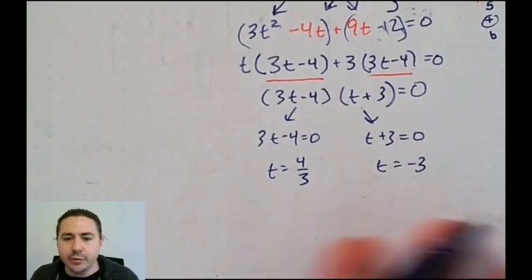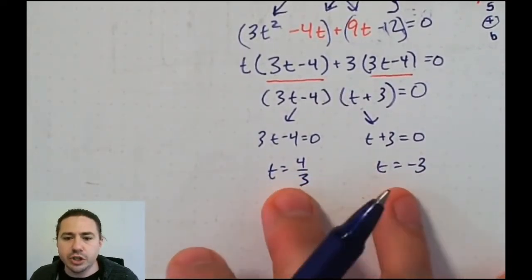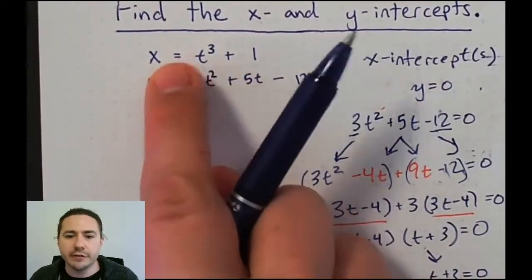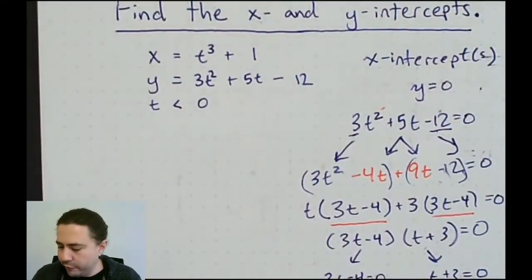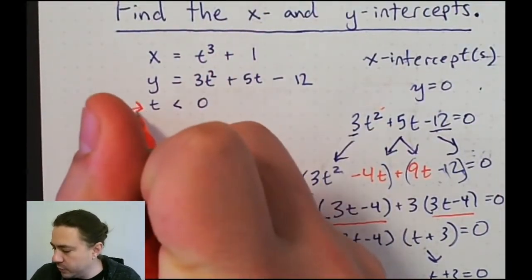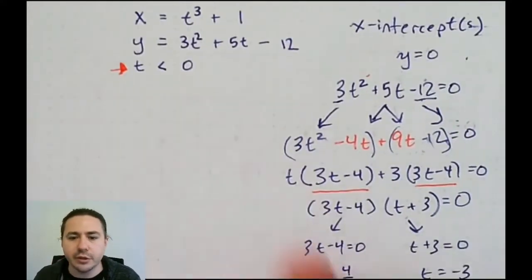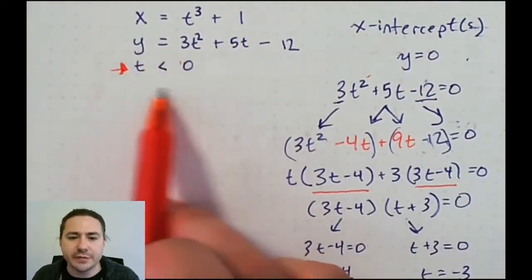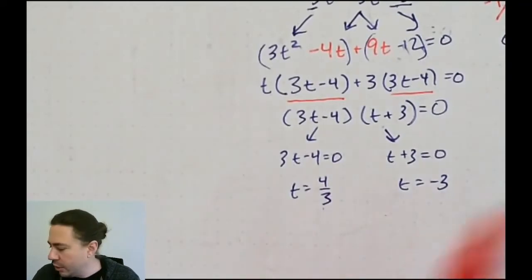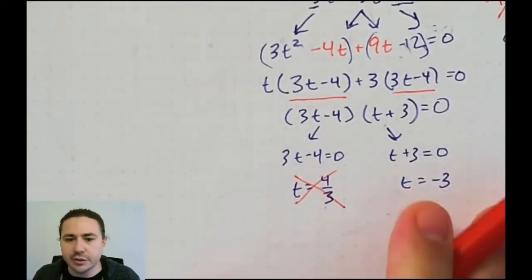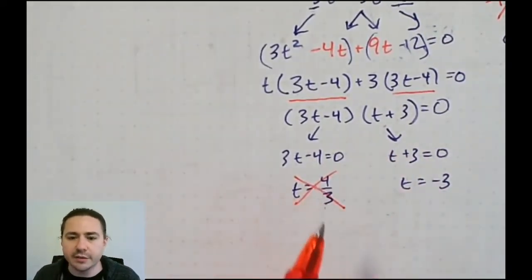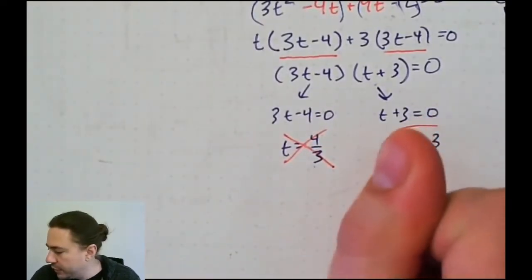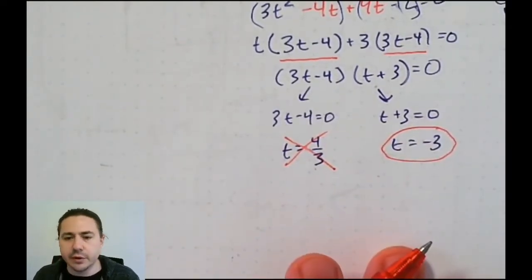Okay. Now, normally what we would do is plug both of these t's into the x equation to find the x-intercept. However, make a quick note that there's a domain restriction on this one. If there's no domain restriction, then you can just throw them both in and you're going to get multiple x-intercepts. But because this specifies that t's got to be less than 0, we're going to eliminate this as a potential time where we have an x-intercept, because that's outside of that domain. So the only one we really need to test here is t equals -3.